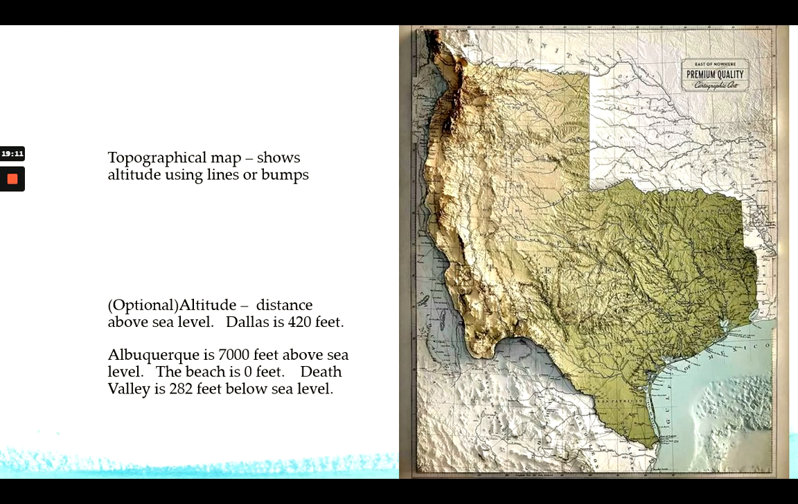Dallas is 420 feet above sea level. Albuquerque is 7,000 feet above sea level. The beach is 0 feet. Death Valley, California is 282 feet below sea level. Okay.